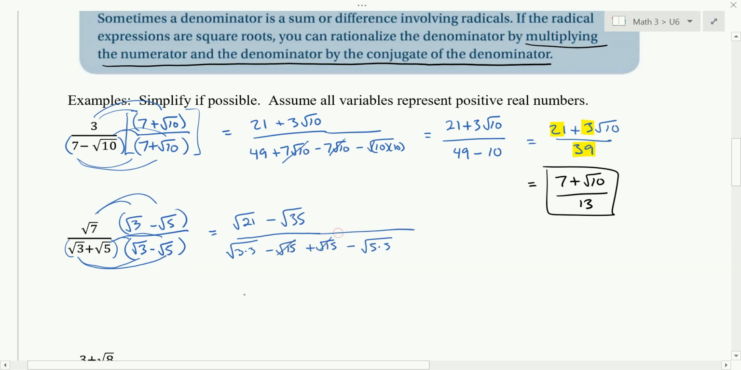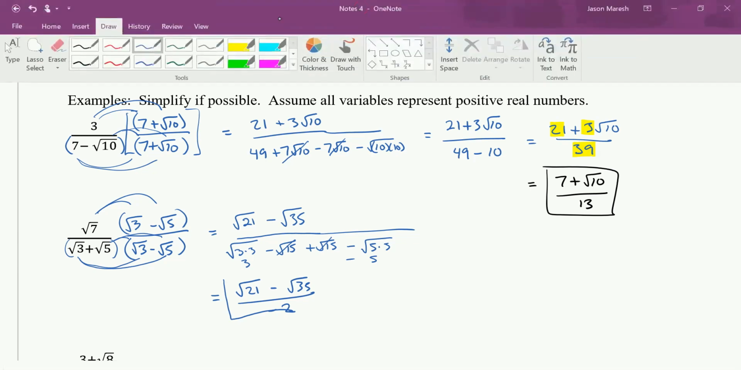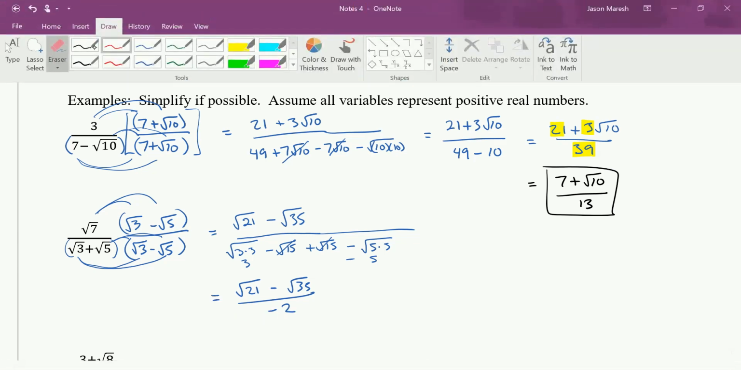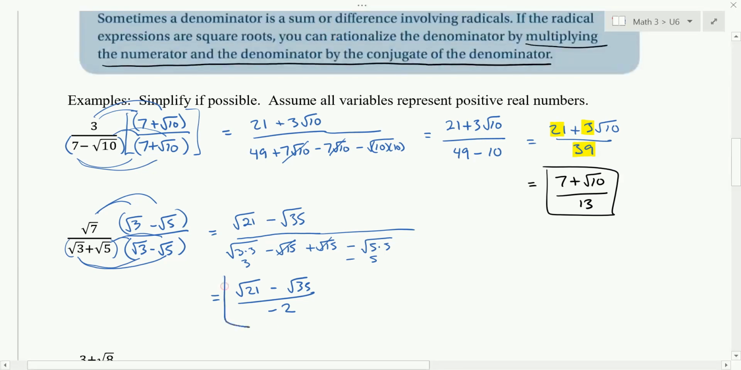And then we're going to leave root 21 minus root 35 alone in the numerator. And this becomes a 3 minus 5. 3 minus 5 is negative 2. Is there anything else we can do to this? Okay, so we'll just leave it. Leave it as is. That's our answer. Okay, try the next one.